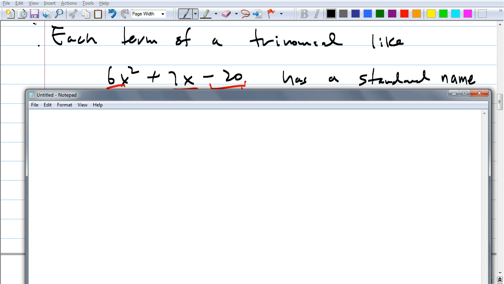Anybody have any guesses as to what they are? What about 7x? Any guess? They have names. When they're written this way, especially when it's x to the second power, x to the first, and then some number, each of these terms have names, and we need to know what they are called because I'm going to be referring to them with these names. Does anybody know what they are? No? That's okay, I'll just tell you then.